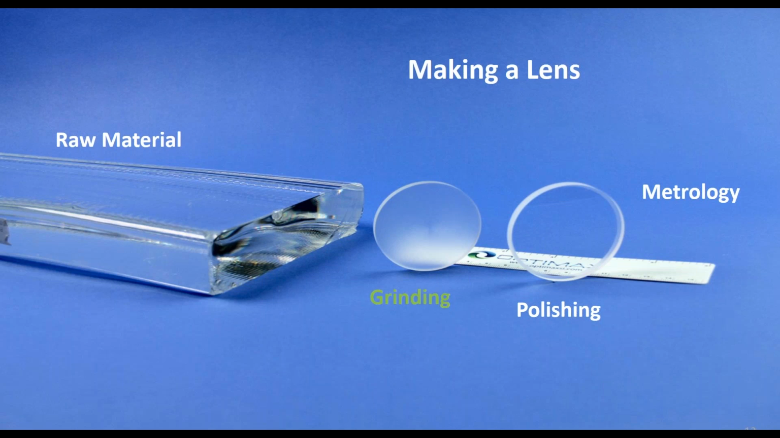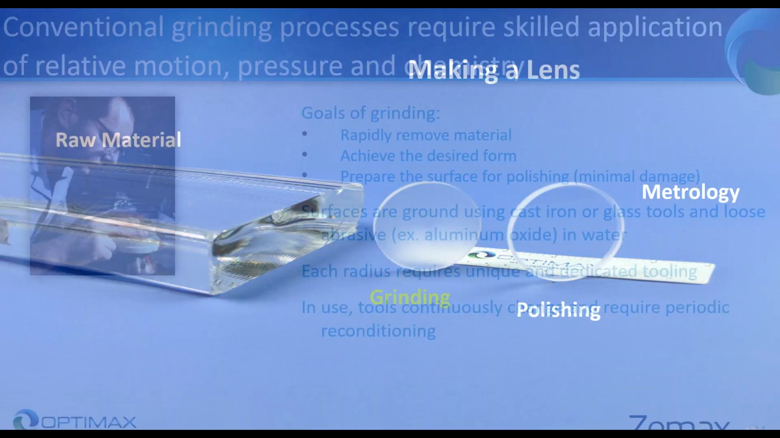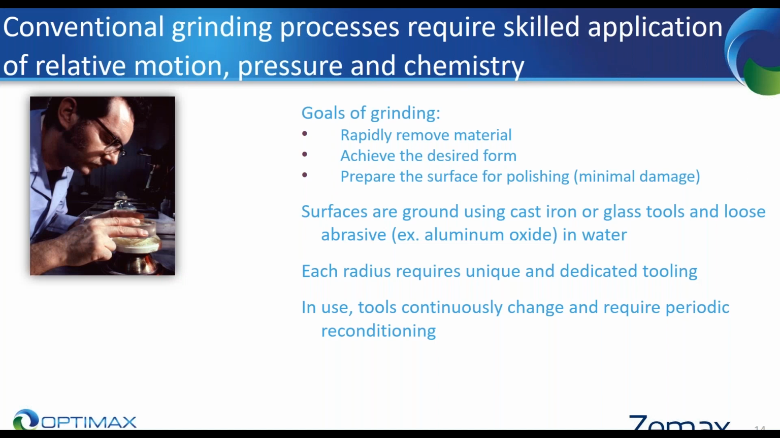So going back to the photograph here of making a lens, we've talked, again, very briefly about raw material. Next step up is grinding. So we need to get the material from its raw material state into a near net shape, and how to do that? Well, one of the conventional traditional methods is conventional grinding, and this requires skilled application of relative motion, pressure, and chemistry to grind the optical surface. As a reminder for those who are not familiar with the grinding process, the goals of grinding are to rapidly remove material, achieve the desired form, and prepare the surface for polishing, meaning minimal damage.